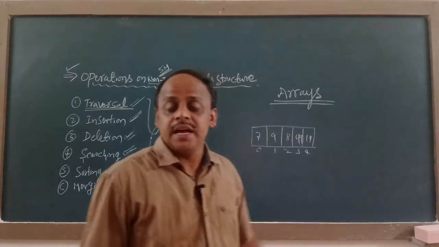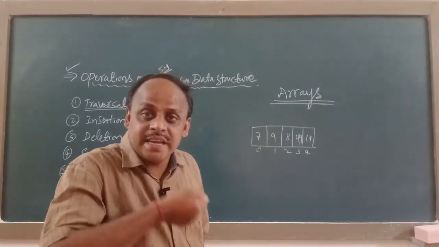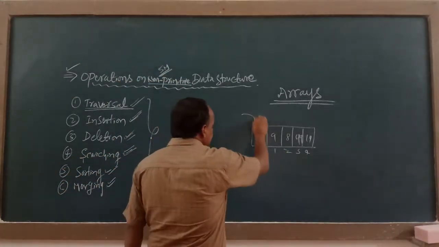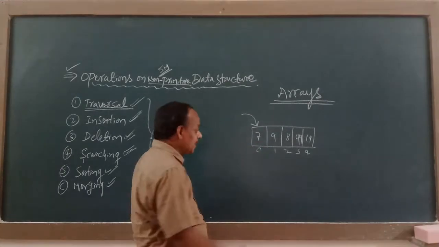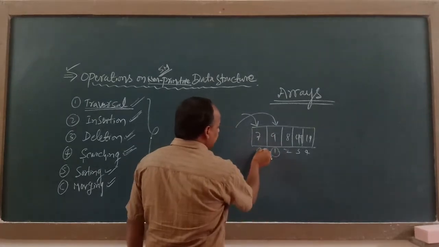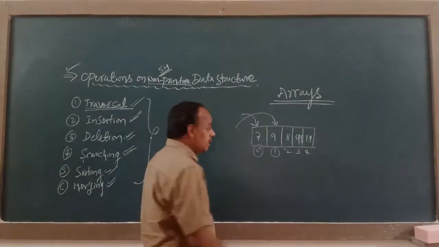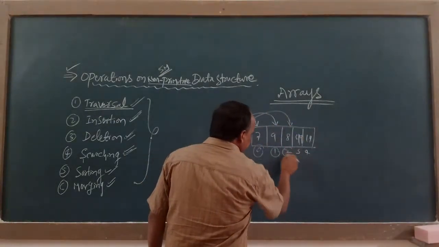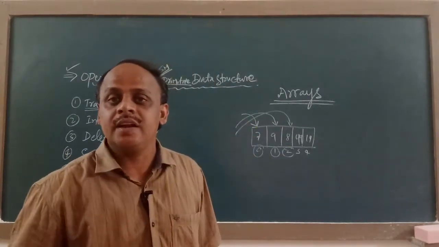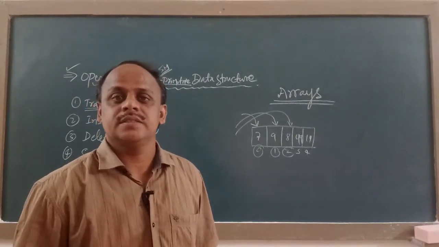One more thing: it holds elements in a sequential manner. The first element entered is stored in a of 0, the second element is stored in a of 1, and the third element is stored in a of 2. So elements are arranged in a sequential manner, one after the other. These are the characteristics of arrays.